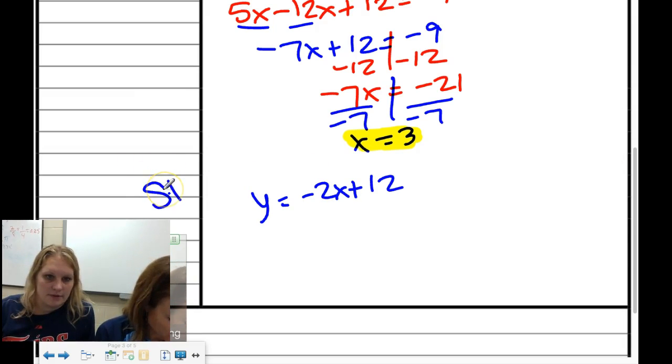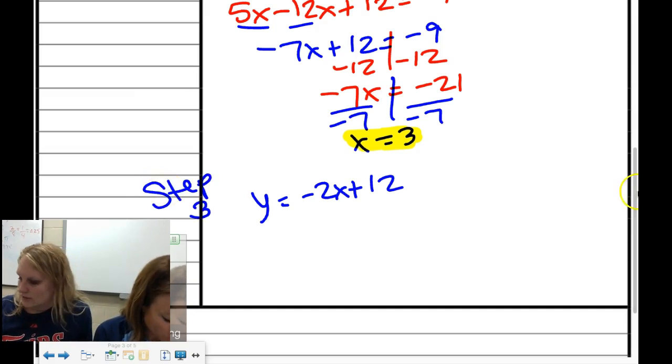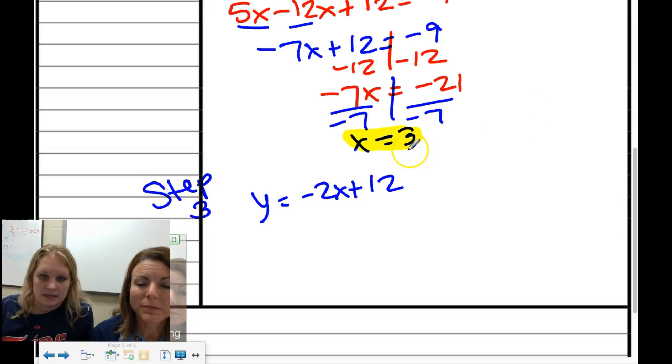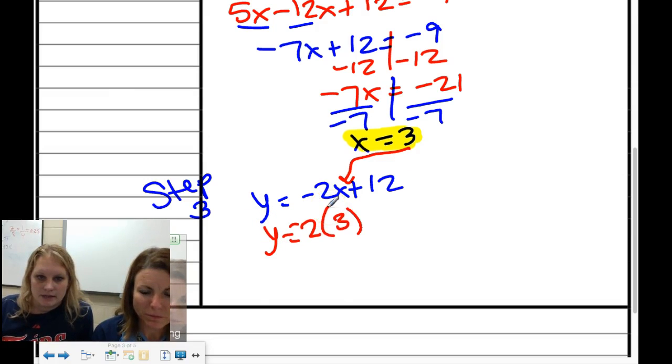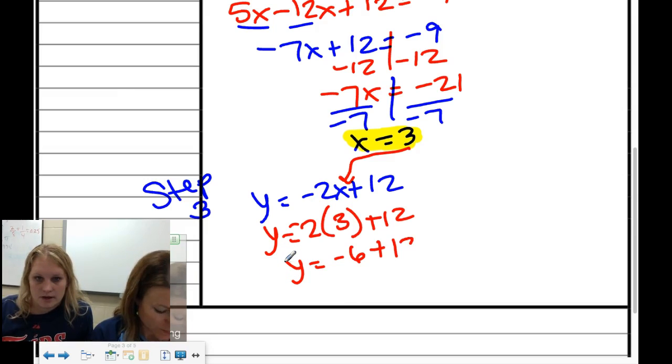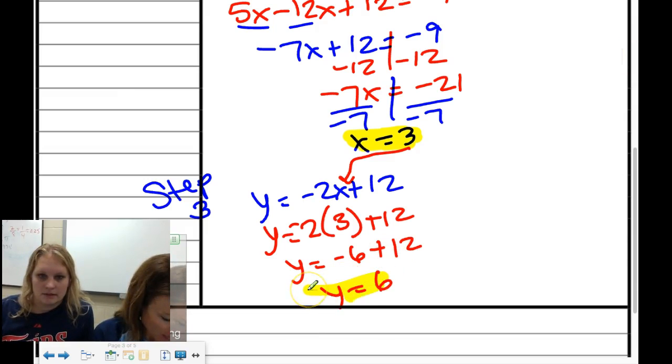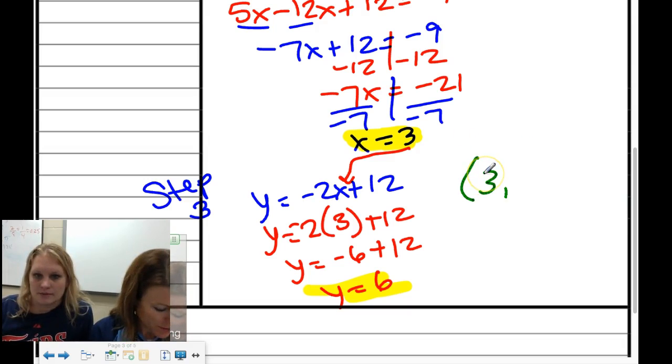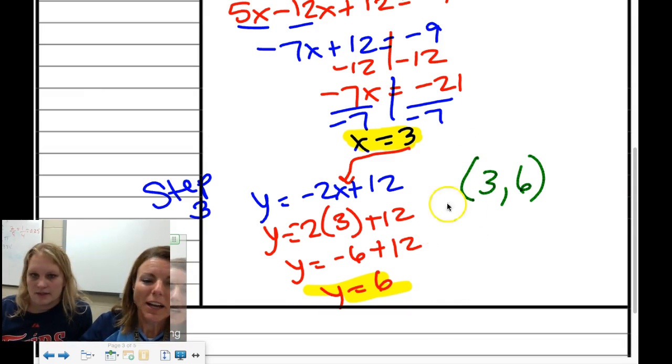Here's step 3. So now, like we said, we're going to take this and plug it in for our x. So now I have y equals negative 2 times 3, plus 12. So I get y equals negative 6 plus 12, so y equals 6. So there's our other one. And now, for our final, we have to put it in an ordered pair. So 3, 6. And that's our final answer.